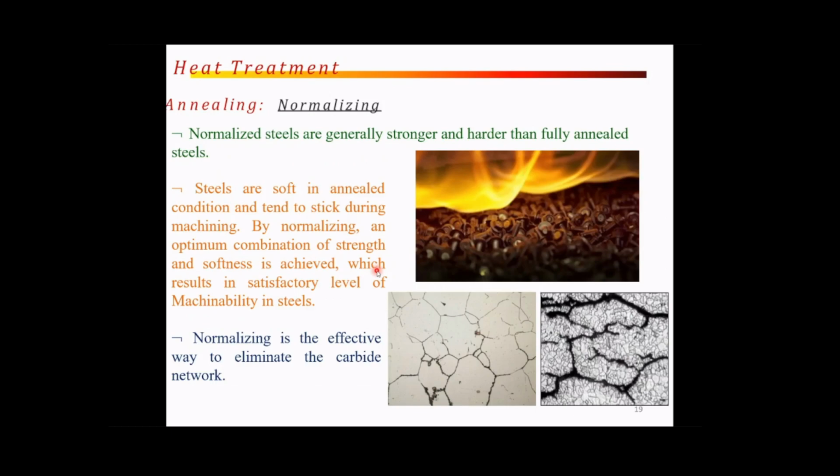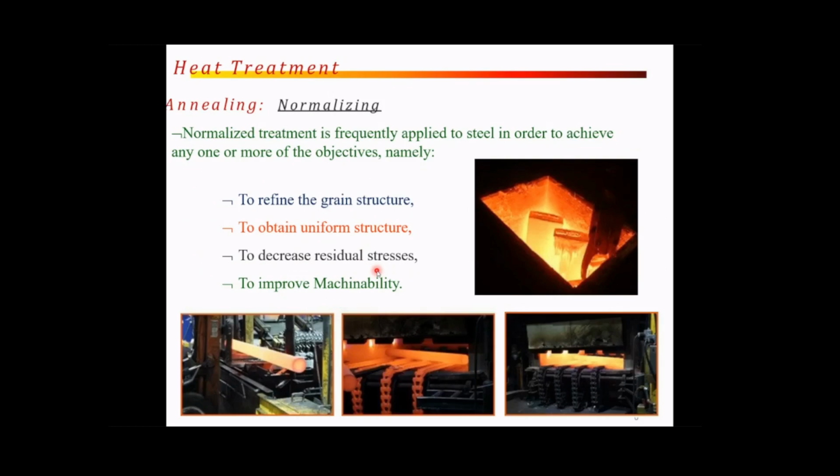Steels are soft in annealed condition and tend to stick during machining. So by normalizing, an optimum combination of strength and softness is achieved, which results in a satisfactory level of machinability in steels. Because of normalizing, we can achieve a refined and uniform grain structure, and we can also decrease the residual stresses and improve the machinability of the metals.